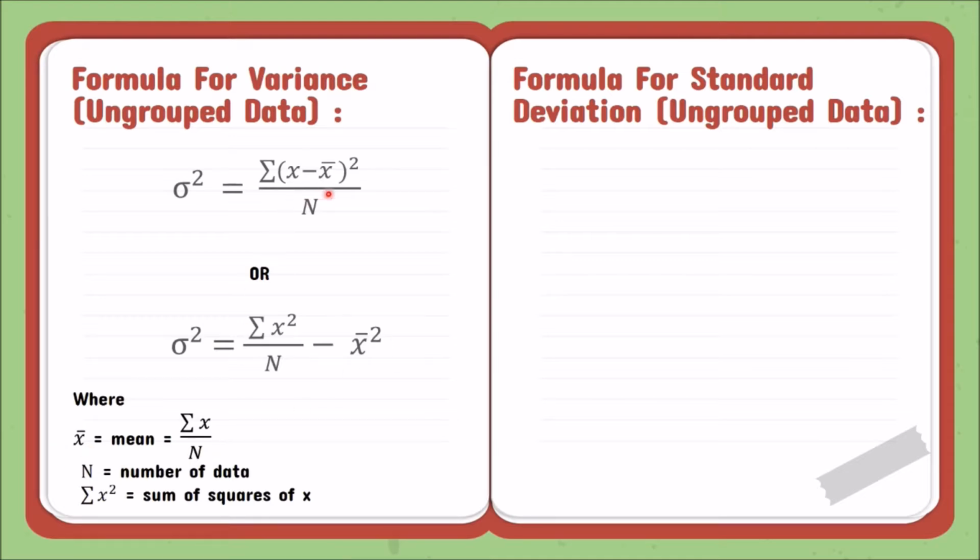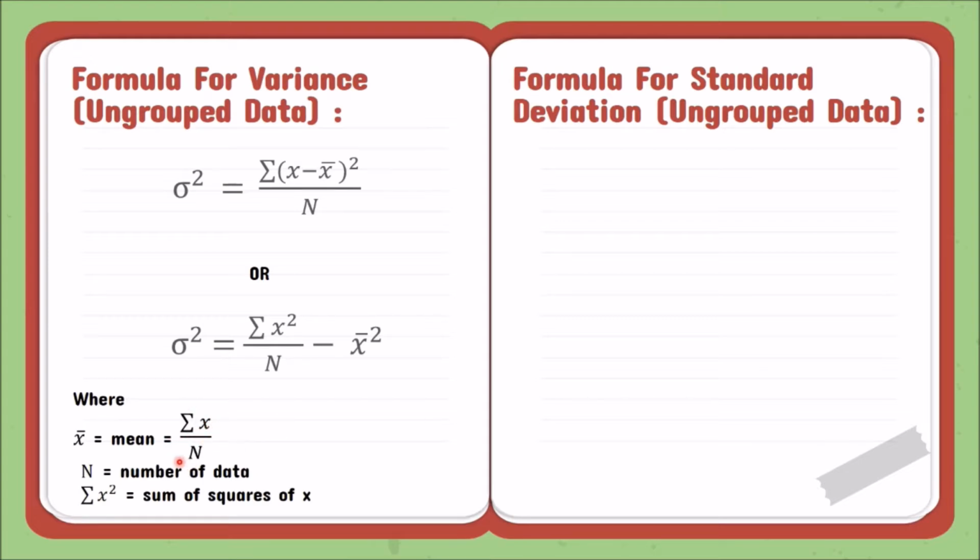Mean is the sum of x over n. x is the data, and n is the number of data. For the alternative method, x is the data, sum of x squared over n, where n is the number of data, minus x bar squared. x bar is the mean. How to find the mean? This is the formula for mean: the sum of x, the data, over n, where n is the number of data.